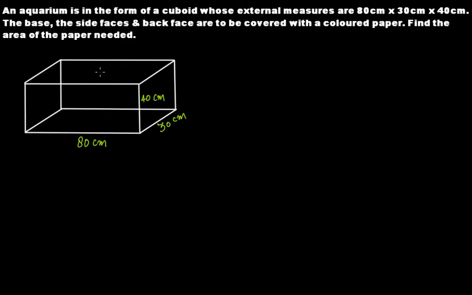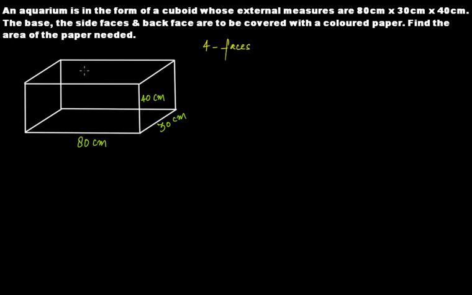Okay, now except the front face and the top face, rest all the faces are to be covered with a colored paper. And now you have to tell what will be the area of the paper that will be required to cover these faces. So how many faces we have to cover? We have to cover the left side face 1, the right side face 2, the back face 3 and the base, that is 4. Okay, so we have to cover 4 faces.